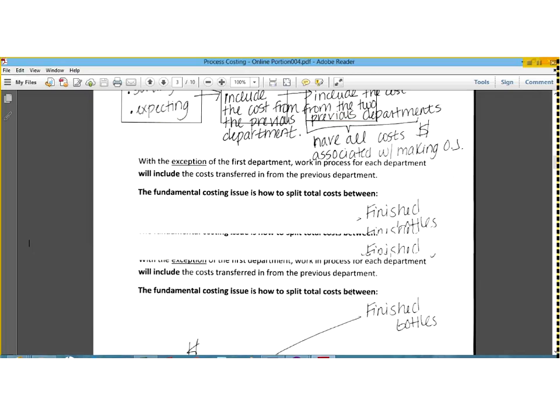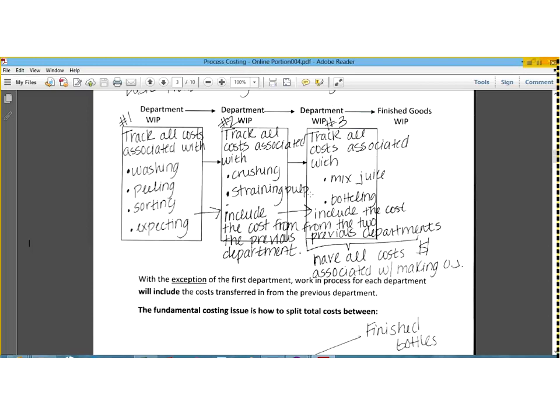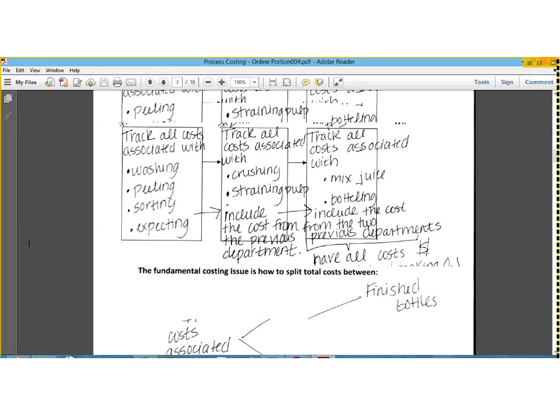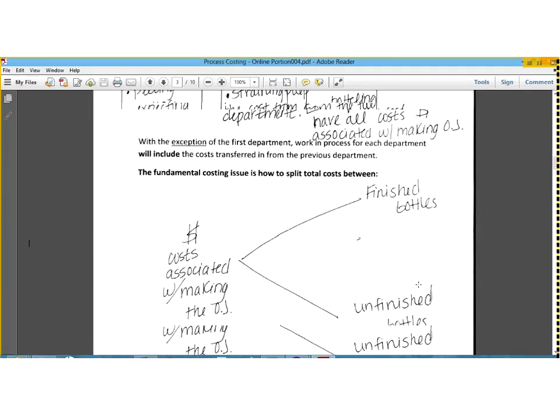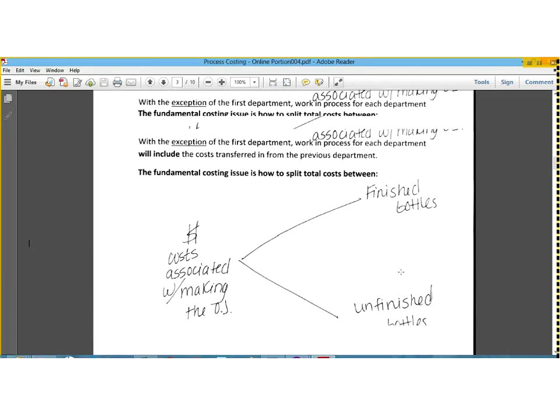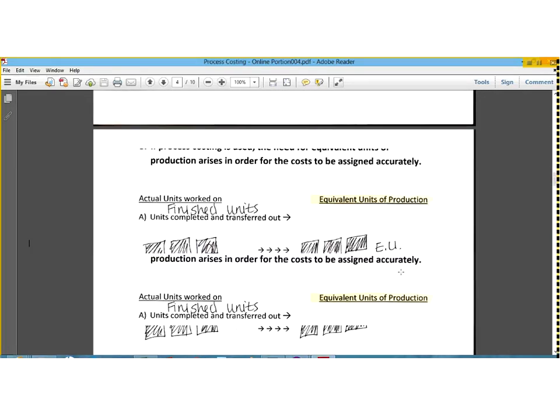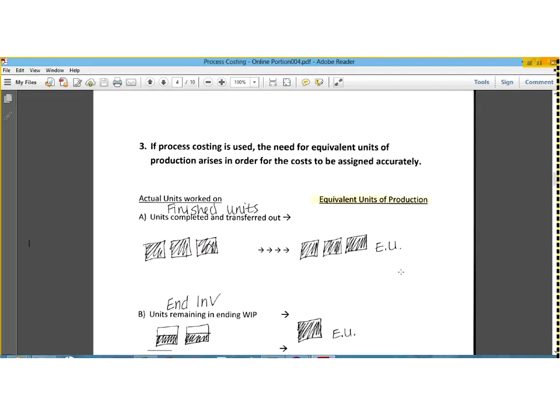So what happens instead is that a company will track the cost by department. And let's say they do this on a monthly basis. So at the end of the month, they say, all right, all of the direct materials, direct labor, and overhead costs we had as making orange juice was this dollar amount. Then it's up to the accountants, or you, to decide, all right, well, how much of that dollar amount should be associated with the finished bottles, and how much of that should be associated with the unfinished bottles. So before we can answer that question, we need to learn a very important term, which is called equivalent units.